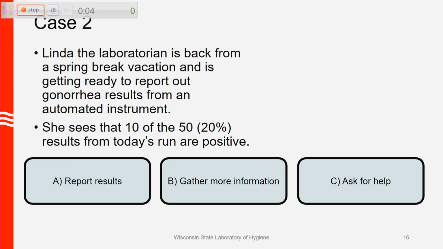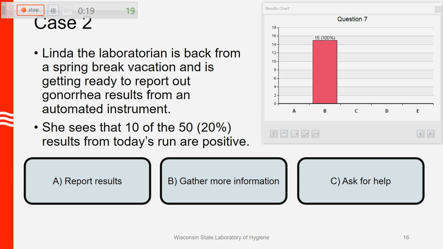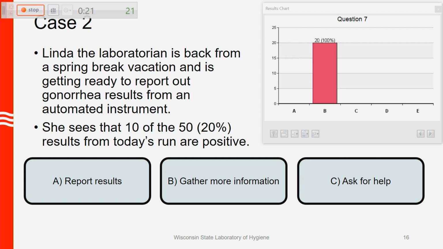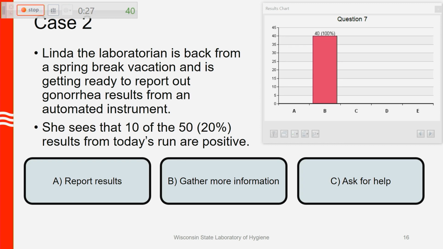So Linda the laboratorian is back from spring break vacation. I know a lot of us are at this point. And she's getting ready to report out gonorrhea results from an automated instrument. She sees that 10 of the 50 results, about 20%, from that day's run are positive. Should she report the results because the instrument did all the work, gather more information, ask for help?